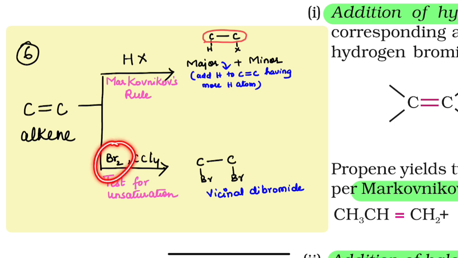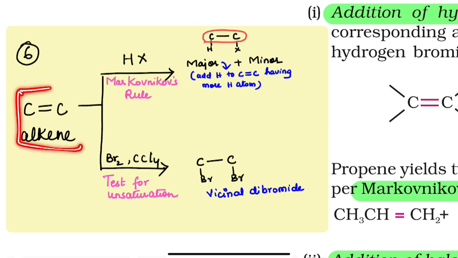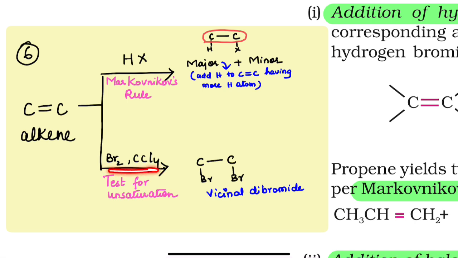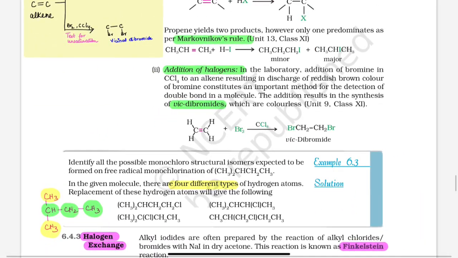And next is bromine in the presence of CCl4. So this is the test for unsaturation. That is, if you take alkene, add bromine in CCl4. Bromine in CCl4 will be reddish brown in color. As soon as you add this to a double bonded compound, the brown color will get discharged. So it will become colorless. What happens is the double bond will break and you have to add one bromine to one carbon and one bromine to the other carbon. So that is addition of halogen. So see here, it becomes vicinal dibromide.